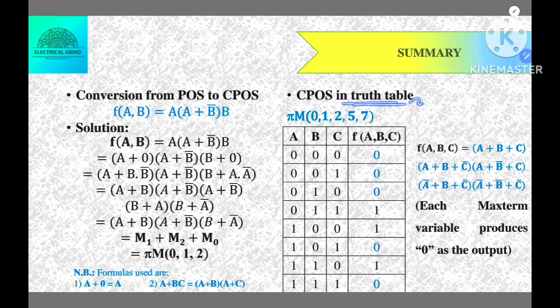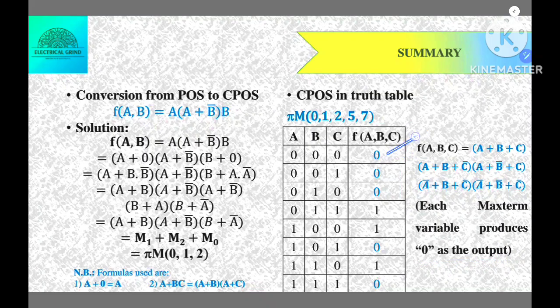If we are given max terms in the question as max terms 0, 1, 2, 5, and 7, then by using the truth table, we can represent it as: we'll put zeros across all the max terms given in the question, and we'll put 1 where the max terms are missing, since a max term variable always produces 0 as the logic output high.